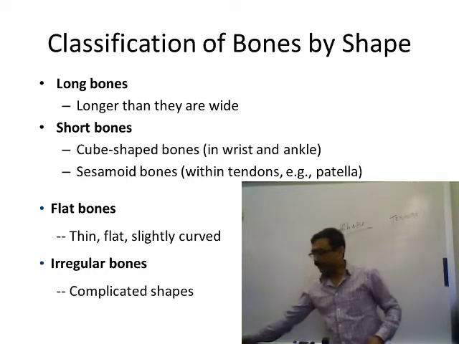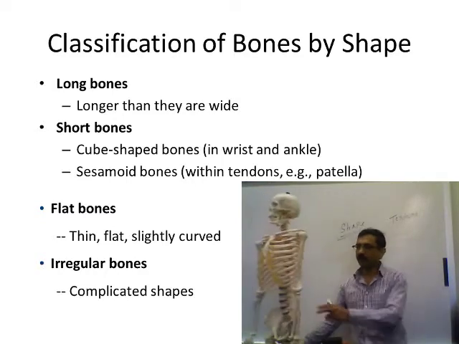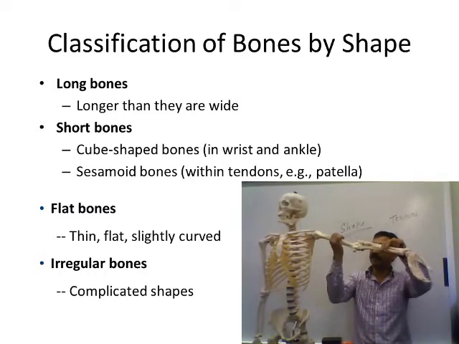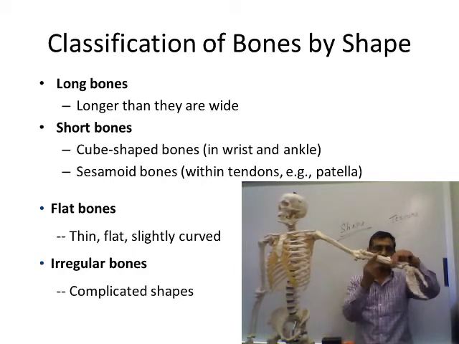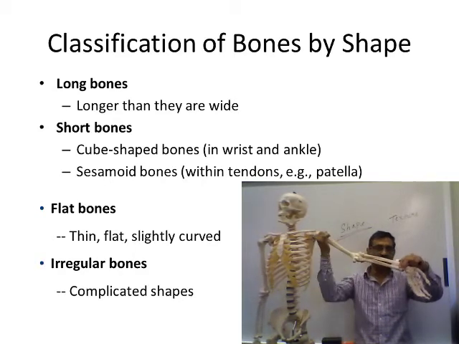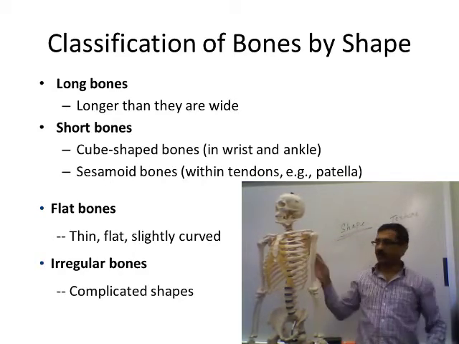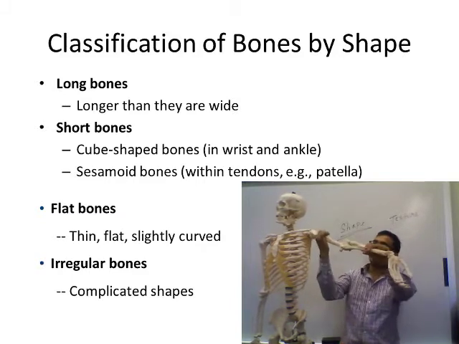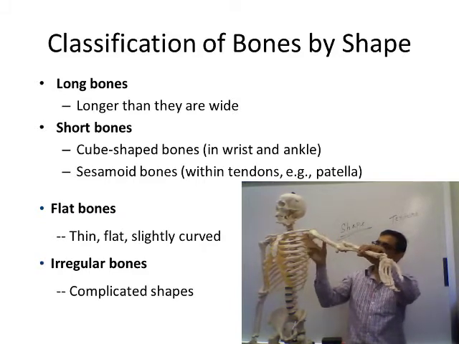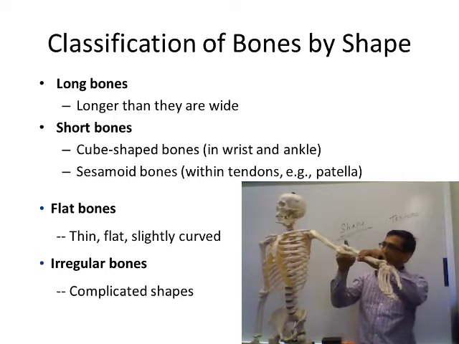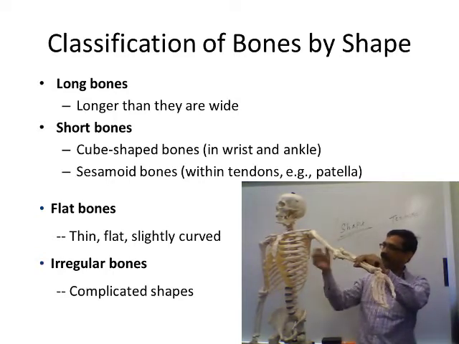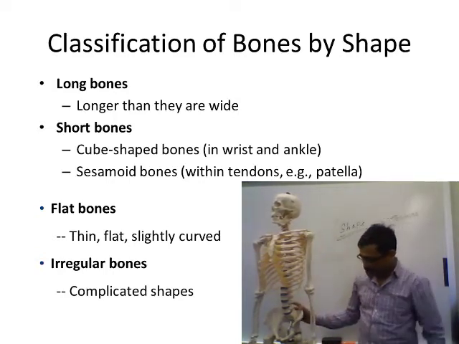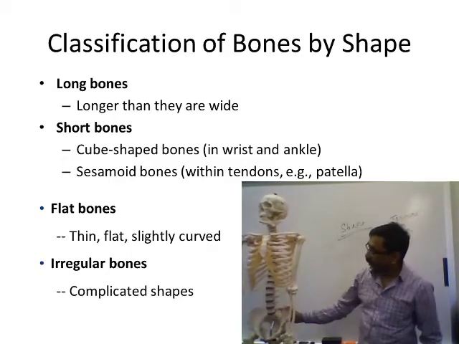Long bones, very simple. Long bones are long. For example, humerus, femur, radius, ulna, right? So these are long bones. Long bones have a long shaft and 2 ends, upper end and lower end. Usually 2 ends and a shaft. That's the long bone. Very simple.